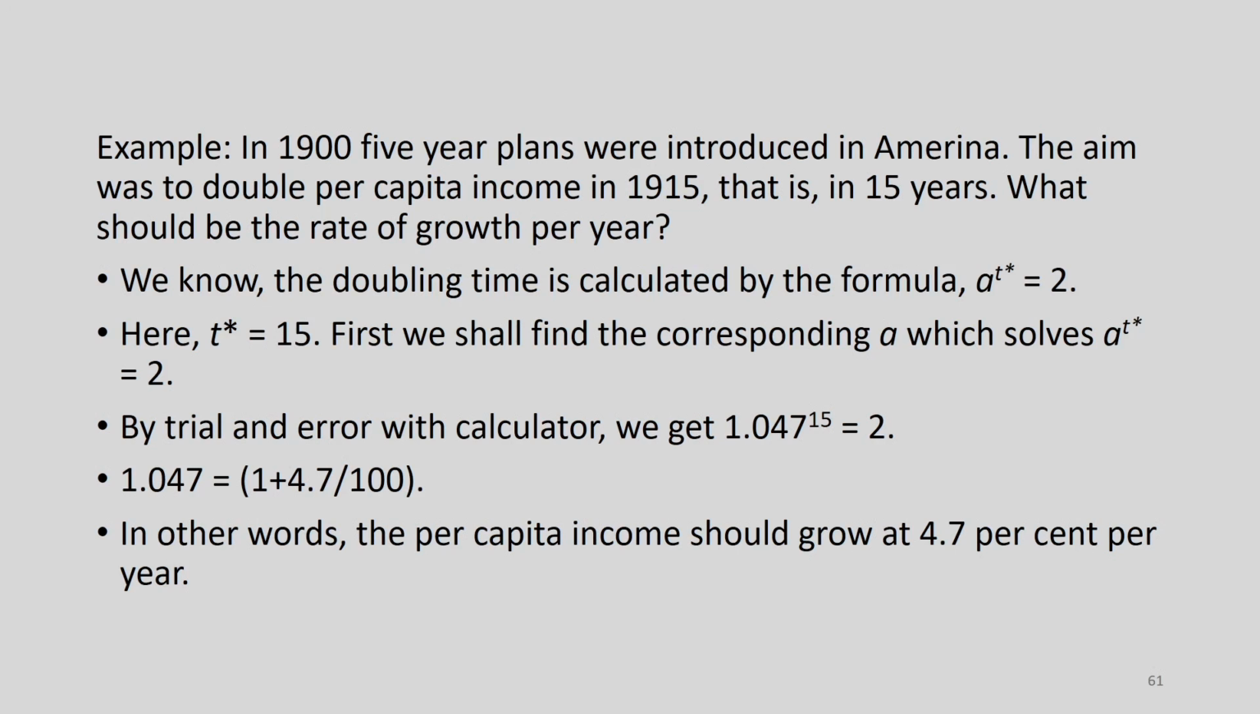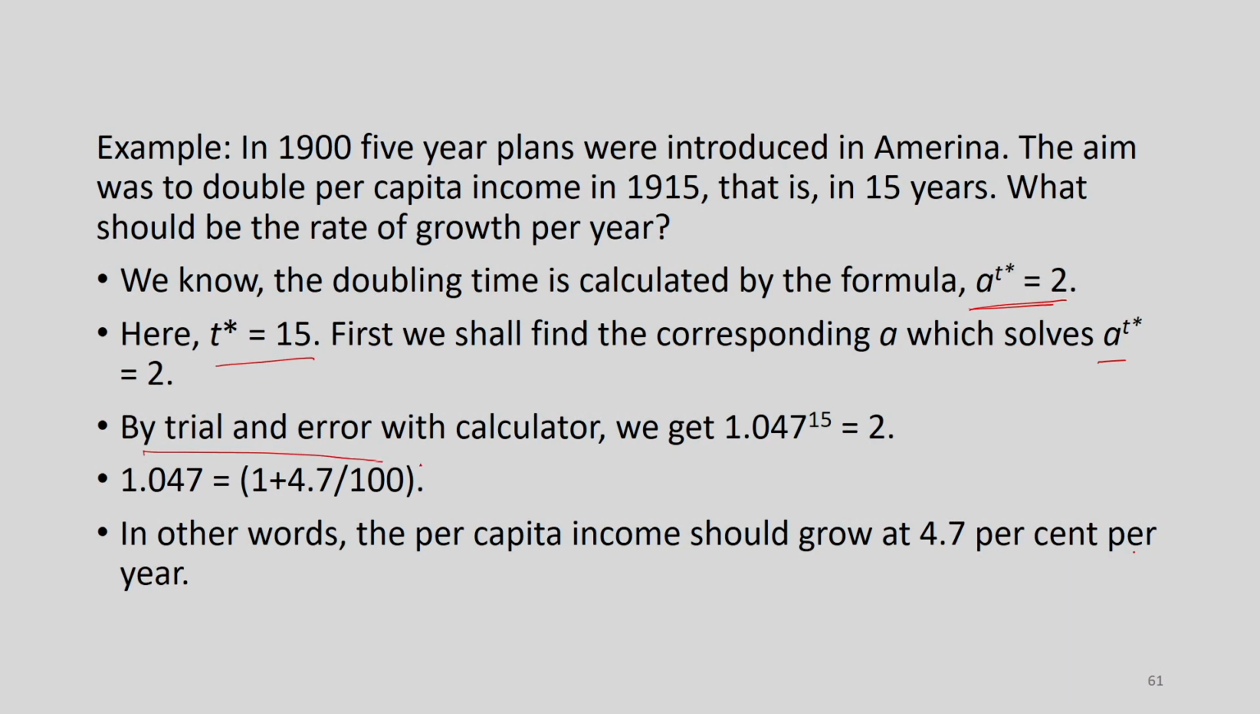We know the doubling time is calculated by the formula a to the power t star is equal to 2. We have just seen that, the doubling time. Here small a is the constant factor. Now, in this particular example, we know that t star, the doubling time, is given as 15. First, we shall find the corresponding small a which solves this equation. So, t star is given, which is 15, and on the right hand side 2 is there, which is a number. So, we have to find out small a.